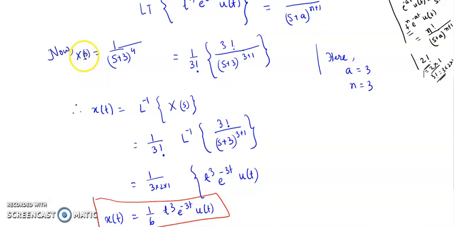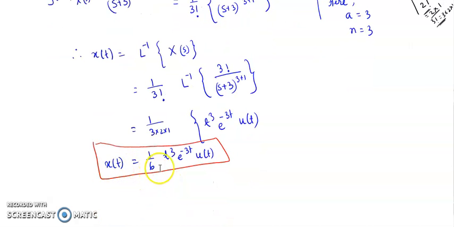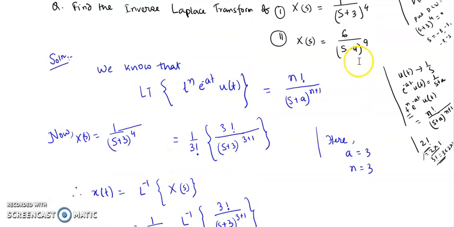x(t) is the inverse transform of X(s). Here 1/3 factorial is a constant, so we take it outside and take the inverse Laplace transform of this part. This part's inverse Laplace transform is t^3 e^(-3t) u(t), and 1 by factorial 3 means 1/6. So you can write x(t) equal to 1/6 t^3 e^(-3t) u(t). So this is the ultimate solution of the function given here.